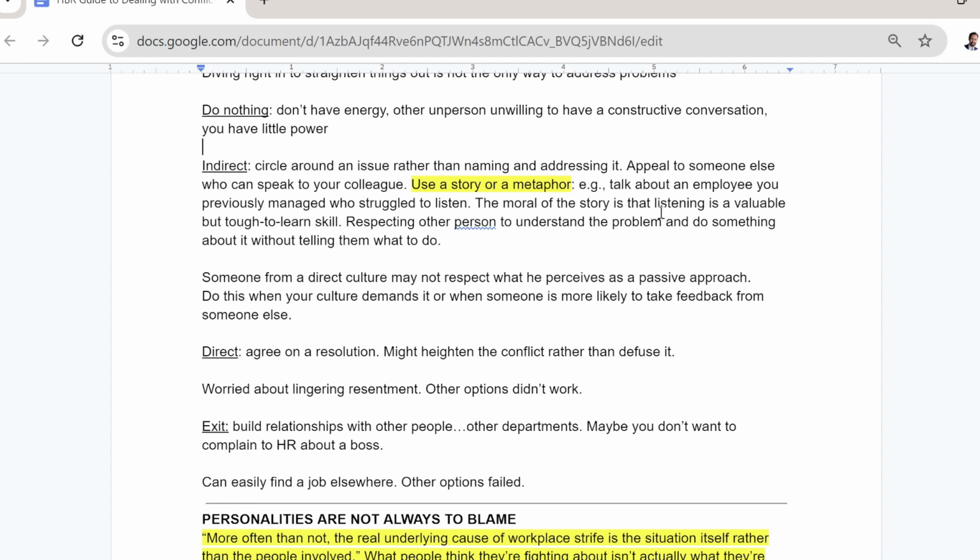So for example, talk about an employee you previously managed who struggled to listen. The moral of the story is that listening is a valuable but tough-to-learn skill.